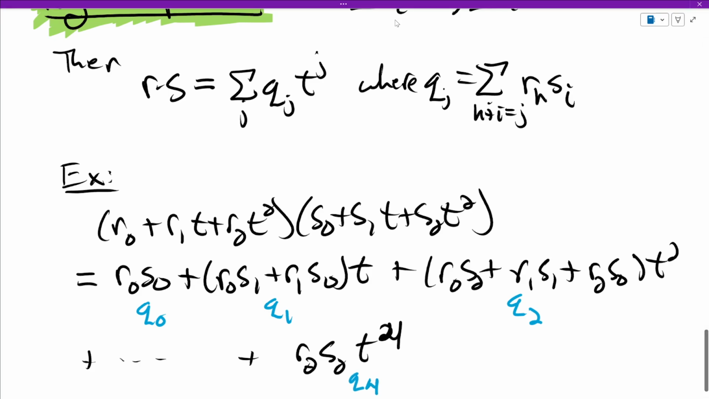All right, and that's why the formula is what it is. It's just all ways for the indices to sum to the right number. Okay, so this is polynomial addition and multiplication, and in your homework for this chapter, you're going to prove some properties using these defined operations of addition and multiplication.